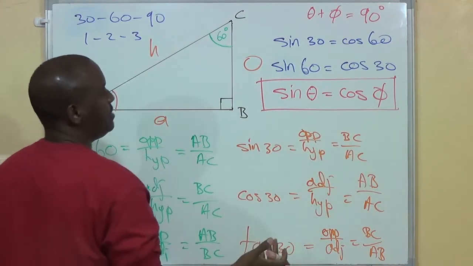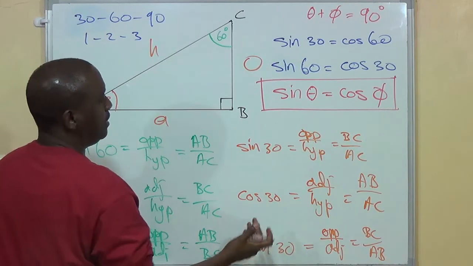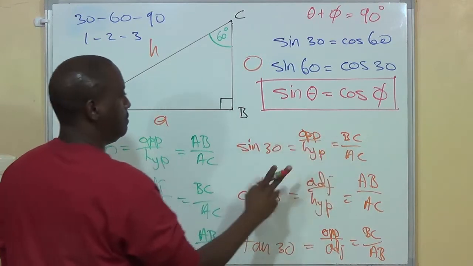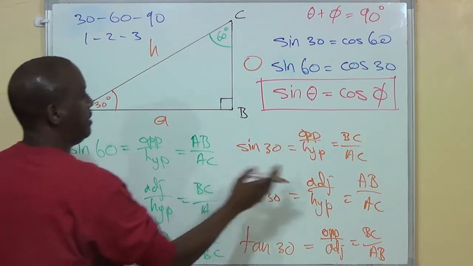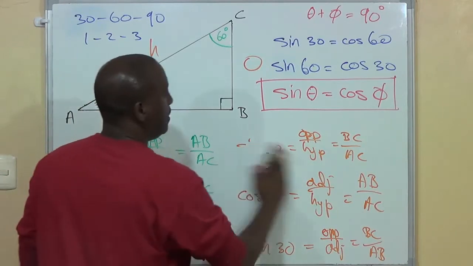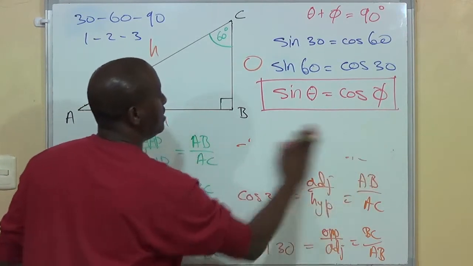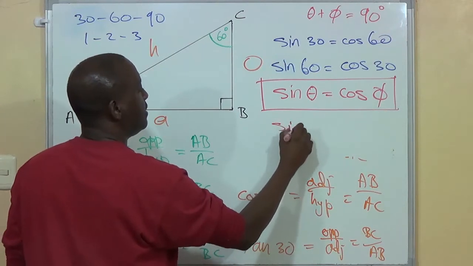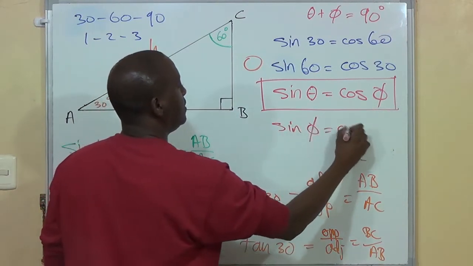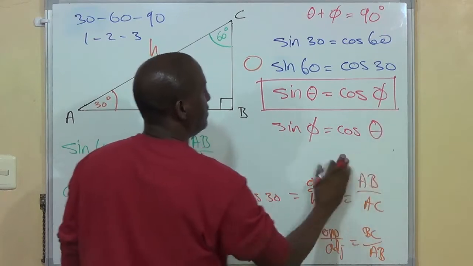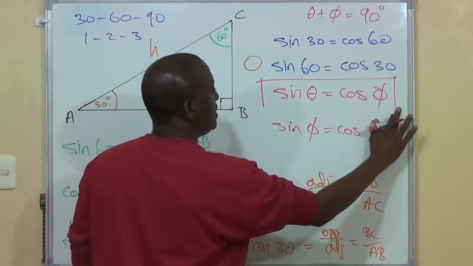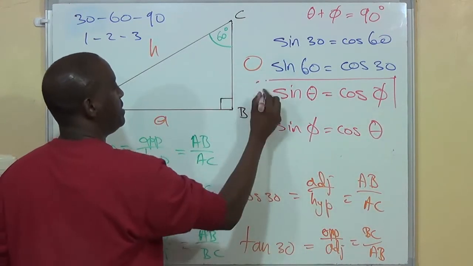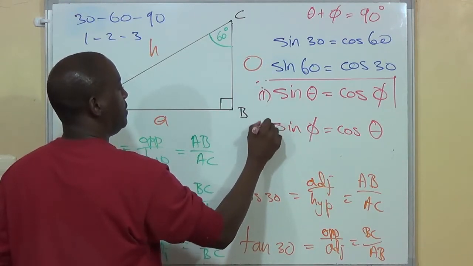I could also say, for the sake of argument, that the sine of phi is equal to the cosine of theta. I could say that too. So these are 2 lines that pretty much mean the same thing. Part 1, and part 2.